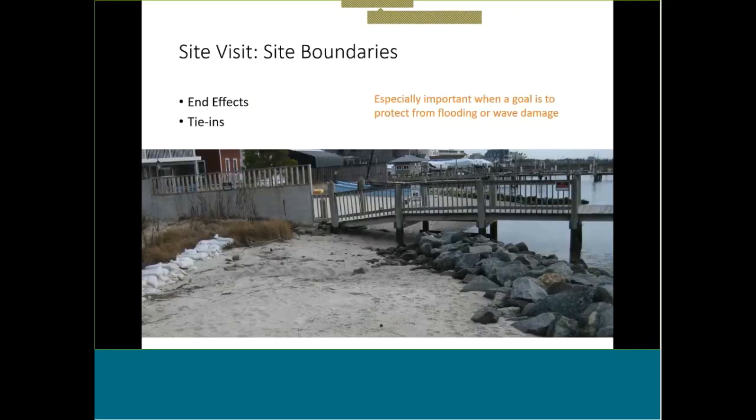Take careful notes, and pay close attention to your site boundaries. Any kind of intervention techniques or things that you install are going to need to tie in to the neighboring property at some point, or tie into high ground or something at some point. You can see from this picture that there's a rock revetment that just kind of stops, and the neighboring property has a sandy beach, and water can easily wrap around the end of that rock revetment, rendering it less than useful in this case.